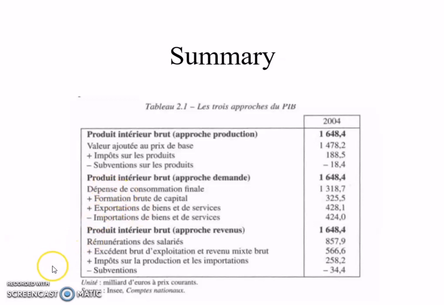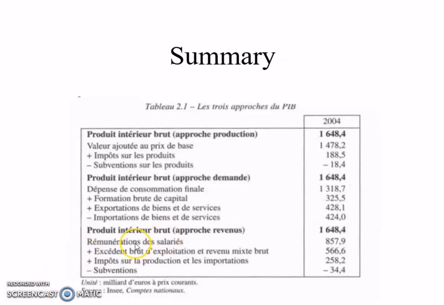For the second approach, which is the demand approach, or the expenditure approach, or the expenses approach, or the spending approach, all these are the same names for the calculation of the GDP. And we have the final consumption that we explained earlier, the gross capital formation, which includes the fixed capital and the inventory, and then exports minus imports.